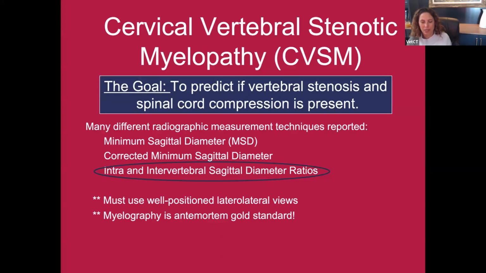Nowadays, pretty much the best approach is to use intravertebral and intervertebral sagittal diameter ratios, and they have to be made on well-positioned lateral views of the spine, making sure that it's A, normal anatomy, and B, positioned appropriately. I'm going to walk you through those measurements, but bear in mind there's still a little room for error. In the end, myelography is really going to be our gold standard as far as antemortem testing for this disease.